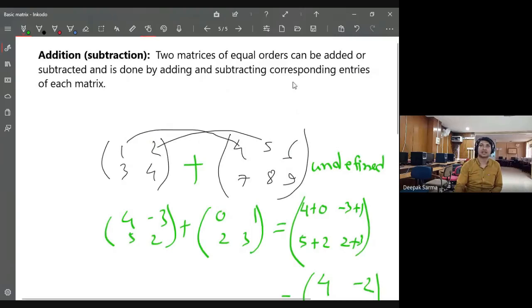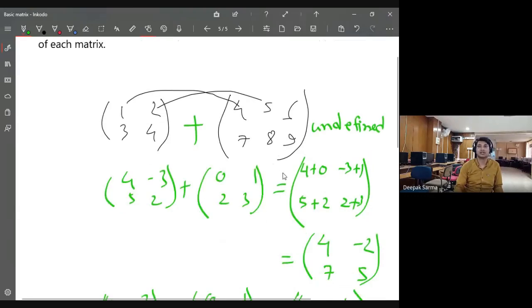First, you have to check whether the matrices that you are going to add are of the same order or not. If not, then there is no question of addition or subtraction, because if they are not of the same order, then addition or subtraction is not defined. Only when they are of equal order, then how do you add them? It's very simple. Add them or subtract them entry-wise. Take the first element from the first matrix and the corresponding element from the second matrix.